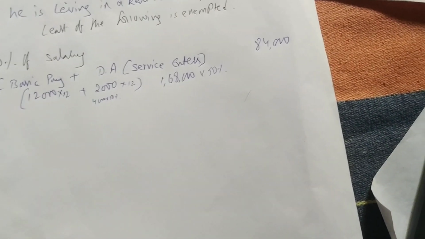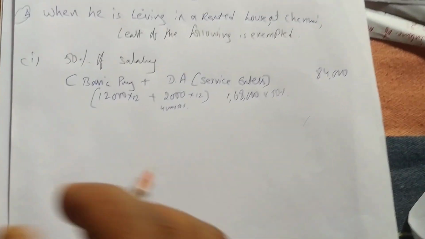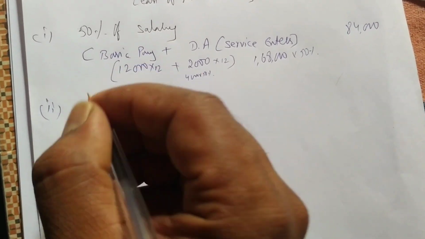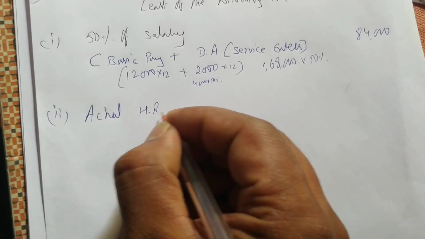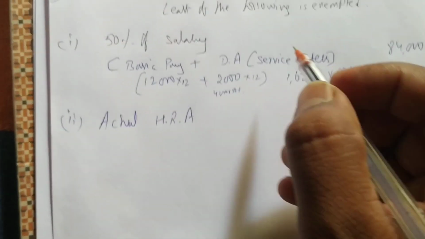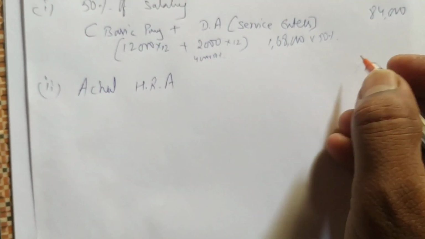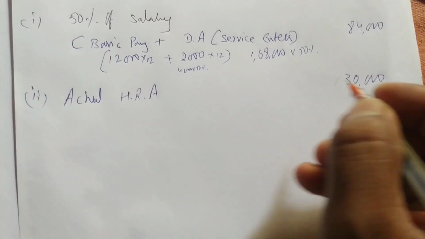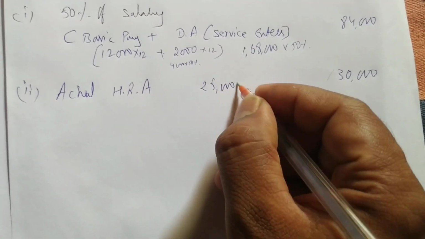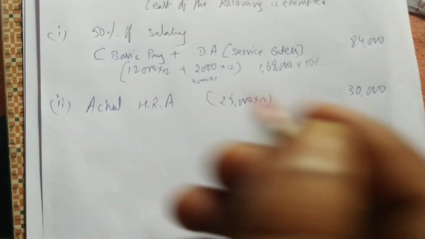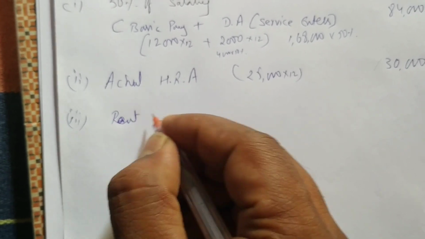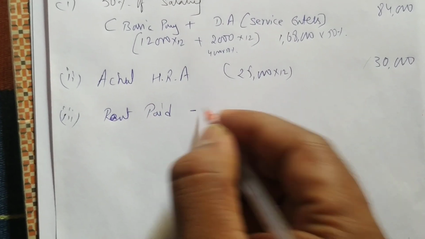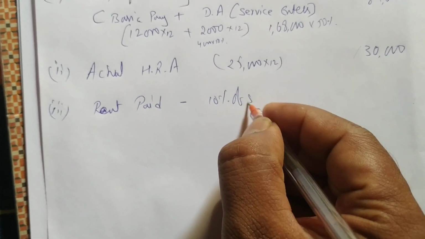Okay, next, Roman number 2. Actual HRA paid. Actual HRA we calculated 30,000, 25,000 into 12. And the third one we are saying rent paid minus 10% of salary.